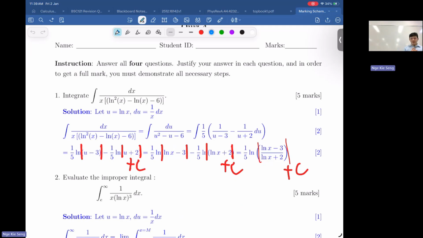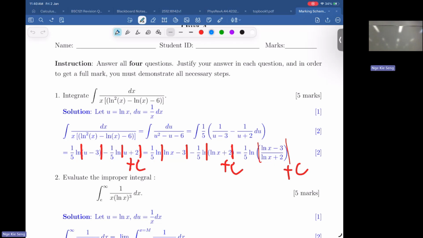But please remember, for the ln, you need to put the absolute value. Unless you know the condition that the thing inside the absolute value has to be positive, then you can throw it away.